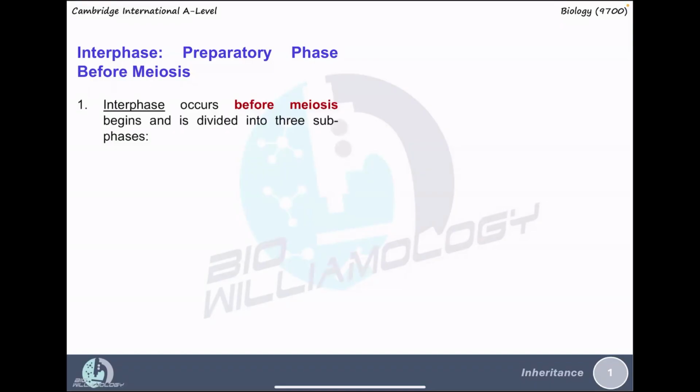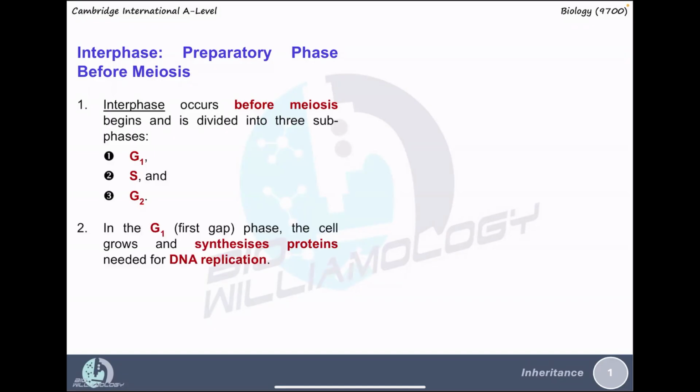Interphase occurs before meiosis begins, and it is divided into three subphases, which are G1, S, and G2. It is similar to, or the same as, the process that happens before mitosis. During G1, also known as the first gap phase, the cell grows and synthesizes proteins needed for DNA replication, such as helicase, DNA polymerase, ligases, and so on.